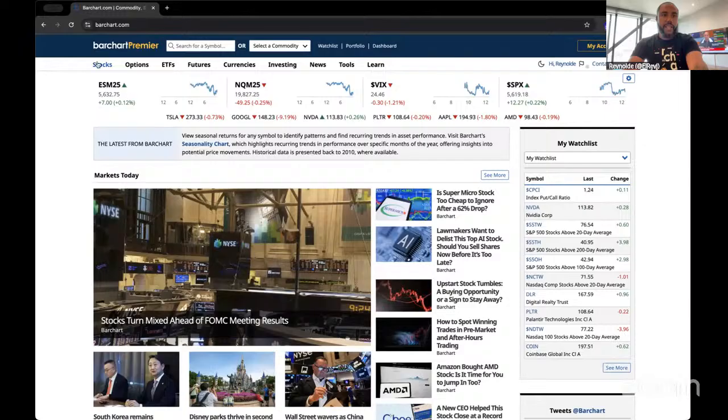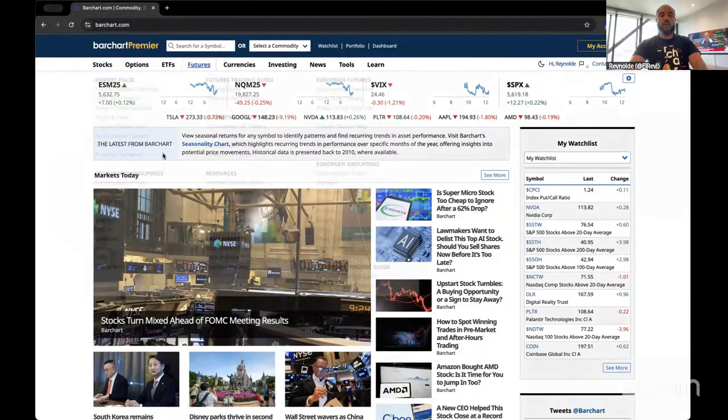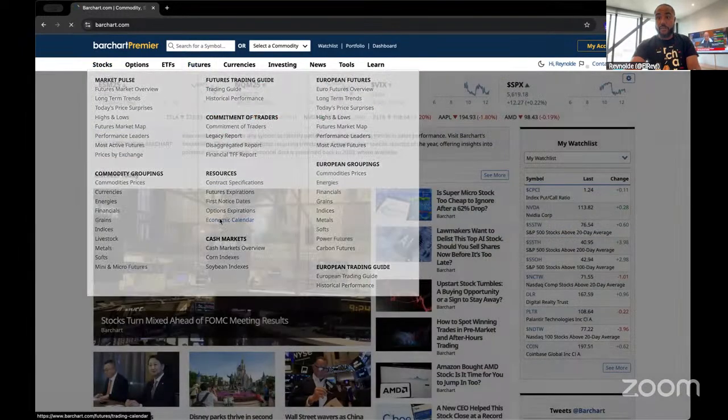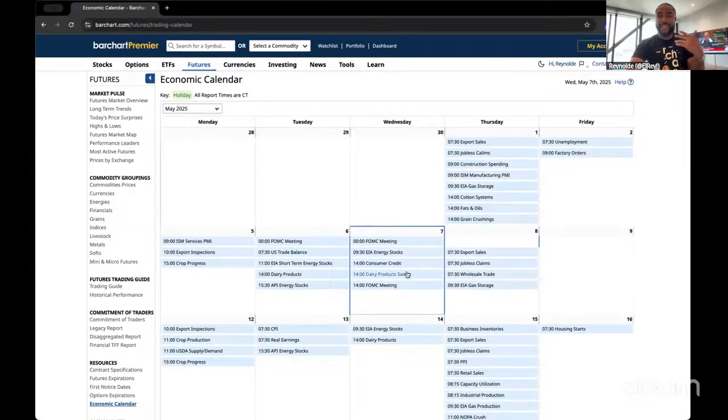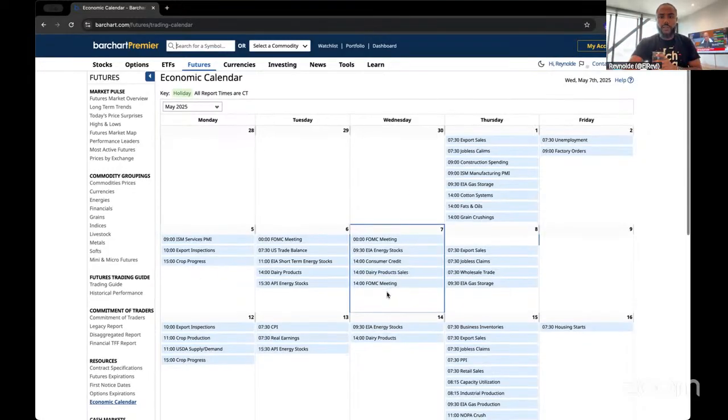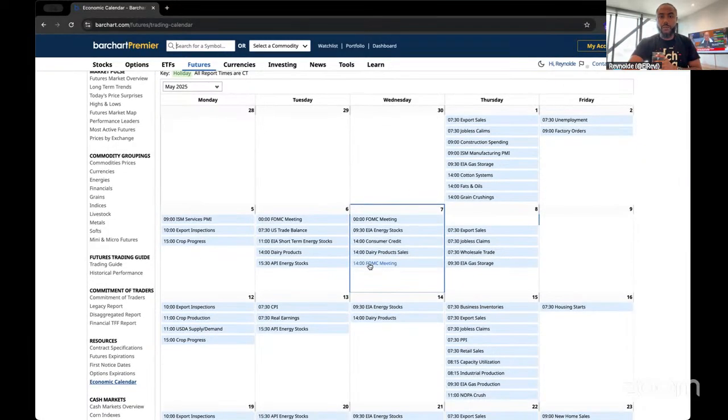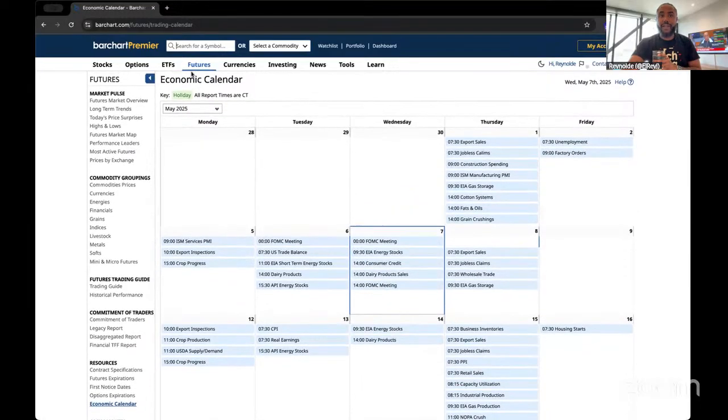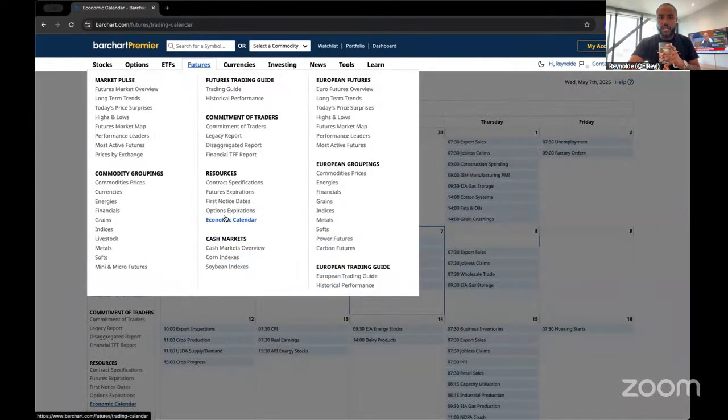I'm going to pull up the calendar here because what I want to really highlight is FOMC meetings, okay? Because that's when there is a lot of increased volatility, especially around economic events in general. So one thing you want to look out for is these FOMC meetings. You can spot them on the economic calendar. Just go over to futures and economic calendar right here.